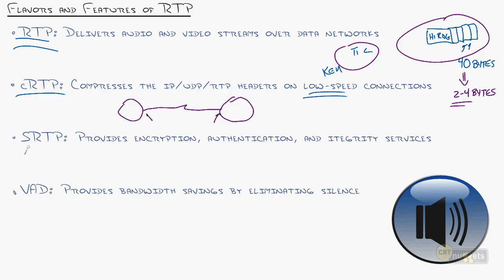So next one, secure RTP, SRTP, provides encryption, authentication, and integrity services. What this does is make sure that your voice is secure. Now you might say, well, can't you do that with a VPN?